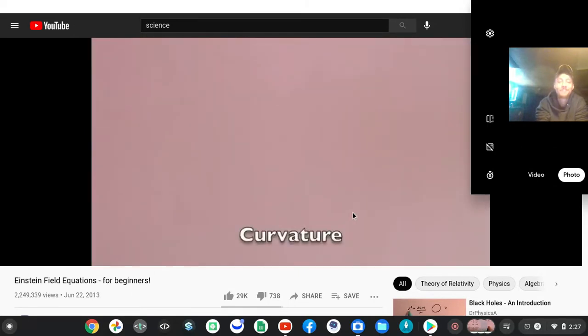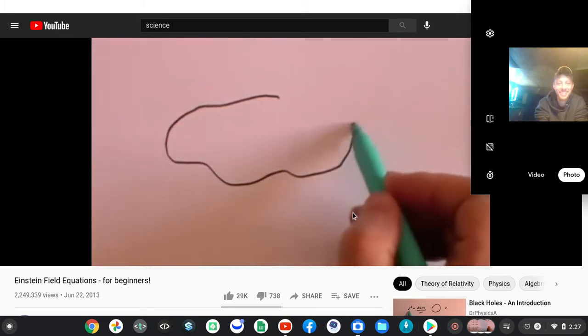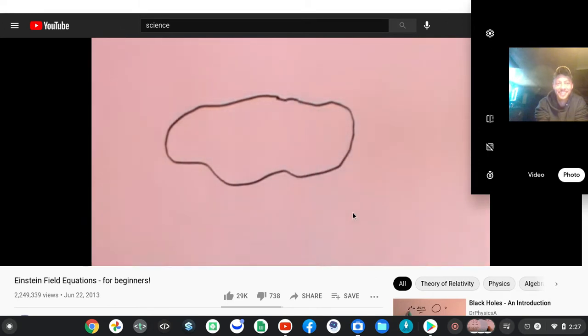Okay, so now we come on to curvature. If we're going to talk about curved space-time, we better understand what curvature means. Let us take a path in flat space. Flat space-time. My paper is flat.